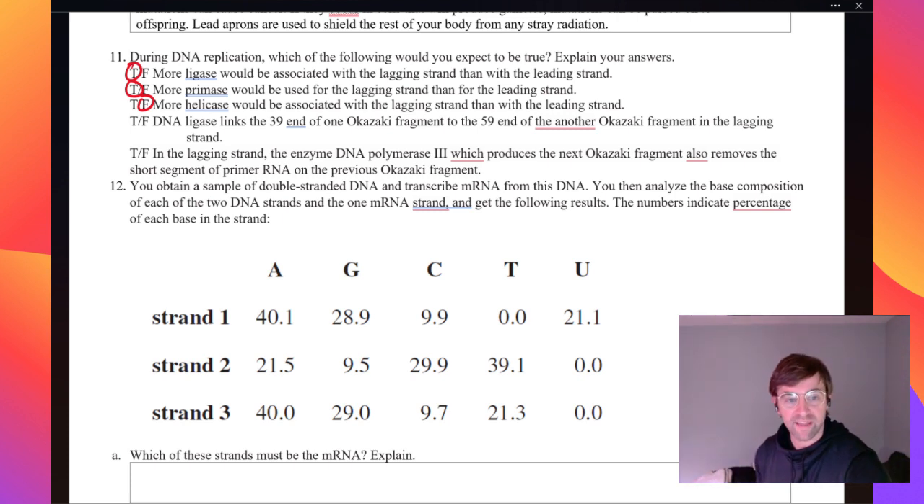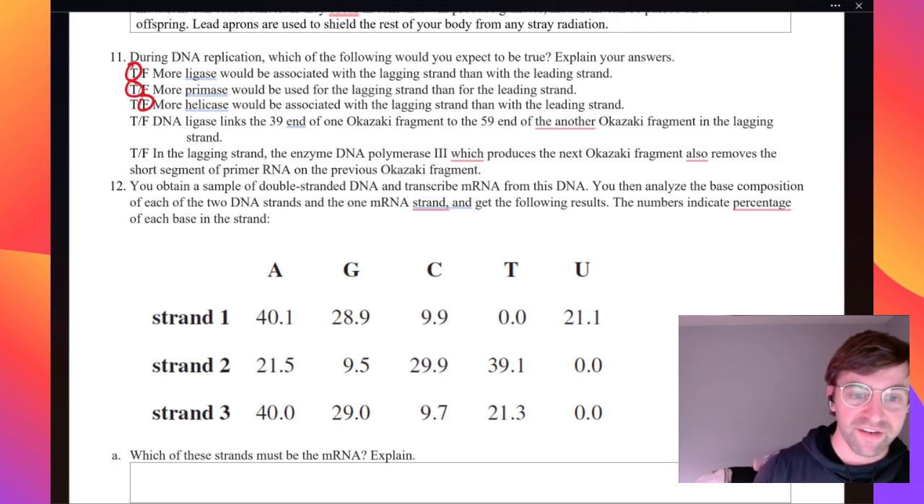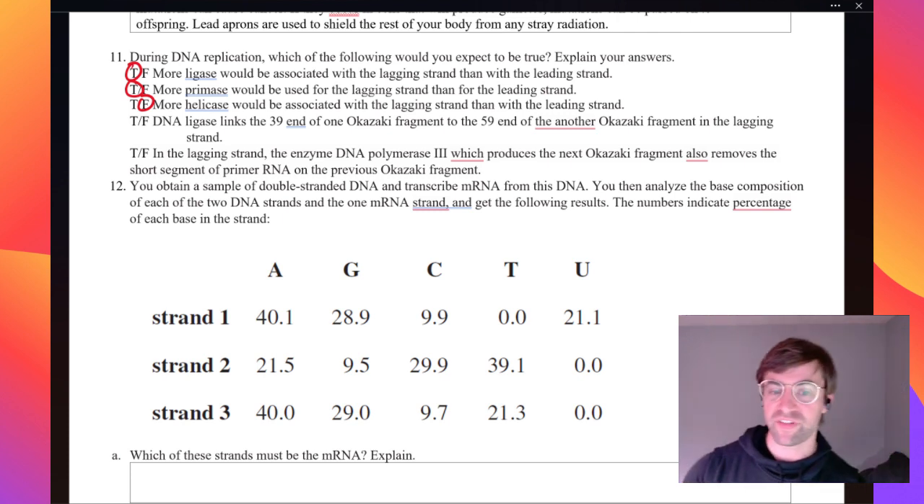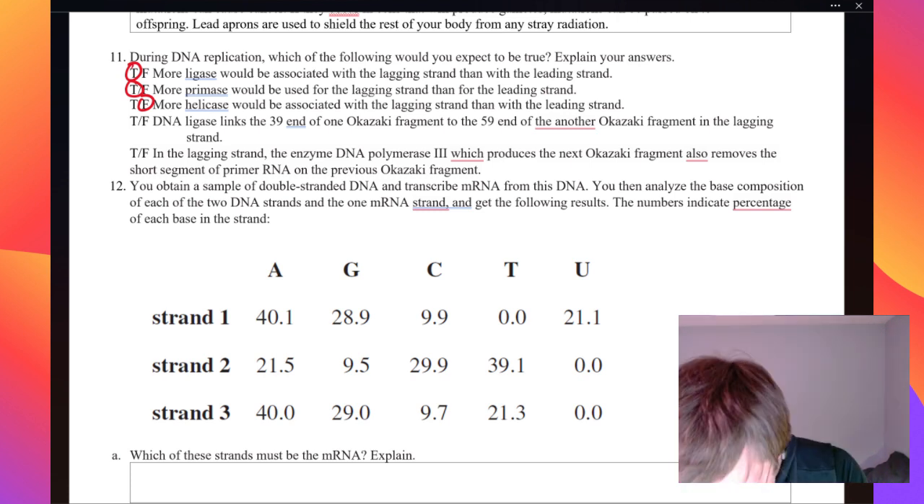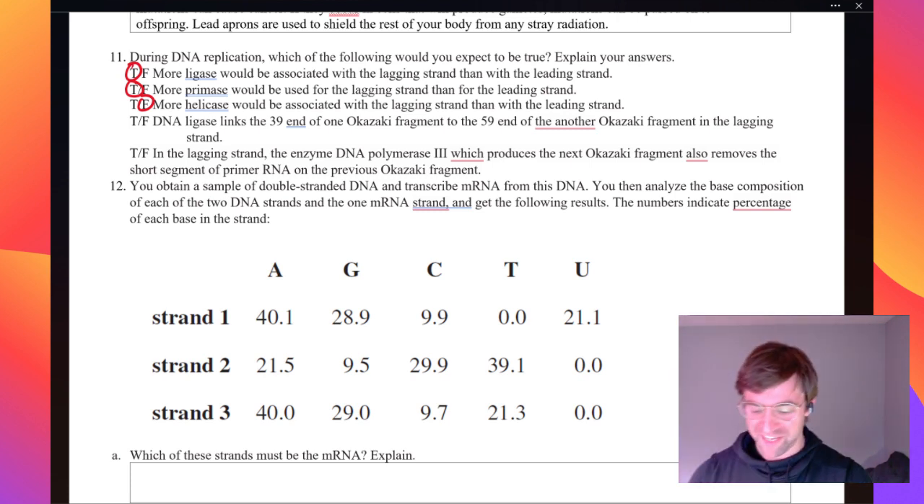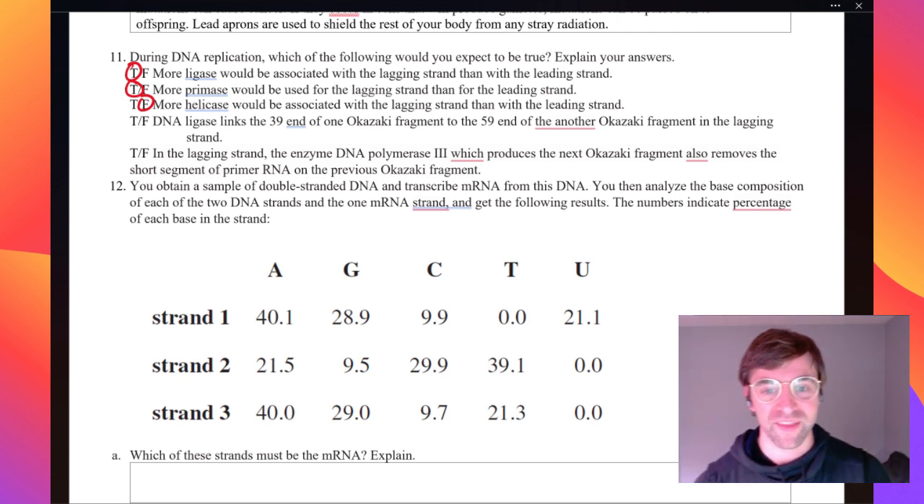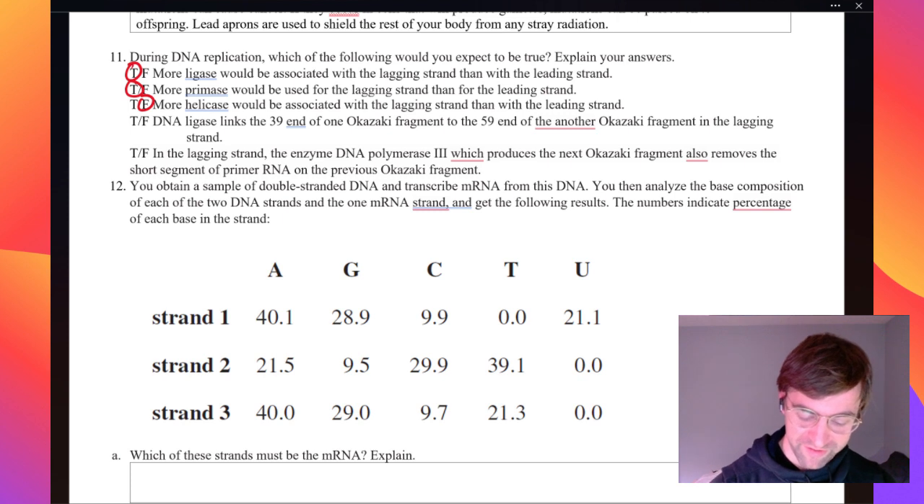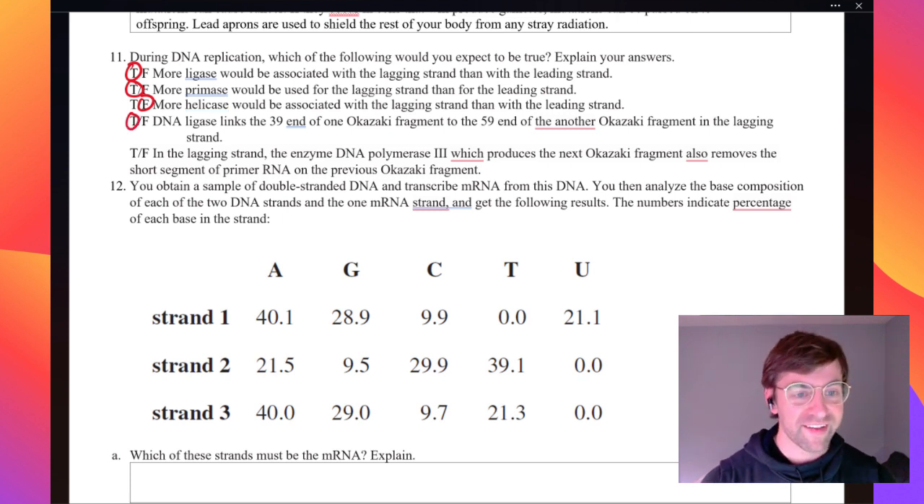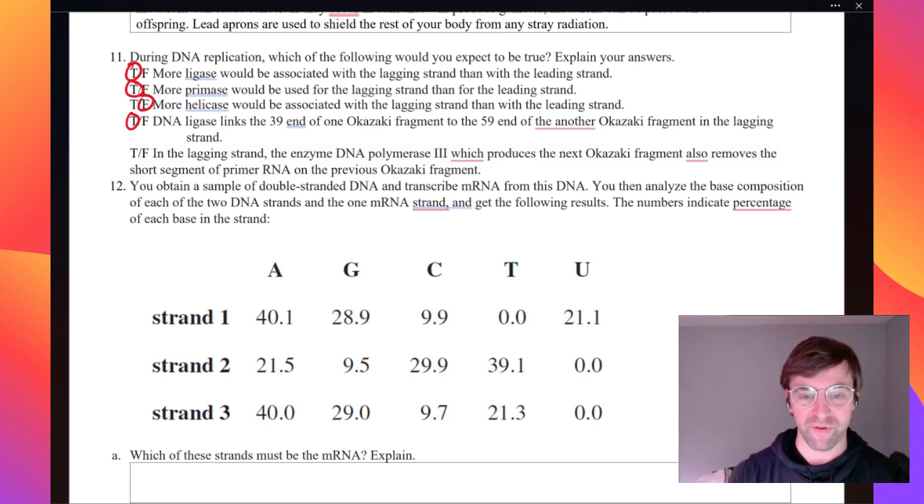True or false, DNA ligase links the 3' end of one Okazaki fragment to the 5' end of another Okazaki fragment in the lagging strand. And this is true. The end of the first Okazaki fragment would be 3' and the next fragment would begin at the 5'. All right.